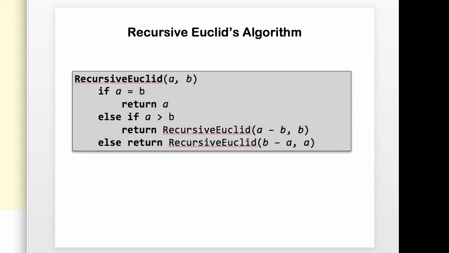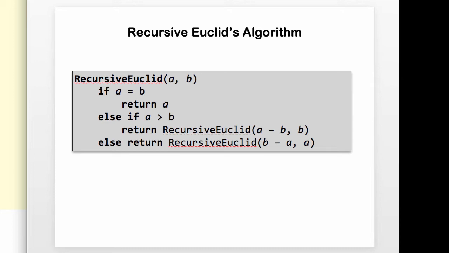So in this case, our base case is if a is equal to b. If that's the case, then we could return b, return a, they're the same. Otherwise, if a is greater than b, then we would simply return recursive Euclid of a minus b and b, which is what the theorem states. So we have an if, else if, and an else. The third case is if b is greater than a, and we'd simply return recursive Euclid of b minus a and a.